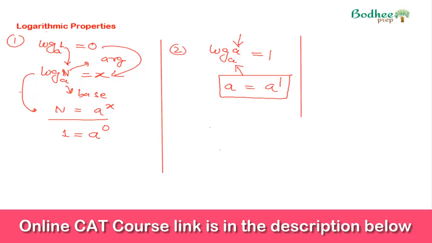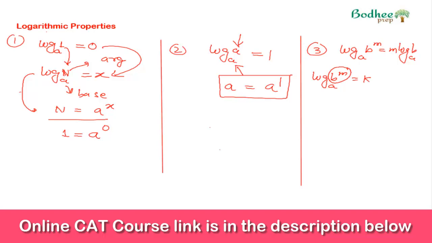And the third property is that log of b to the power m with base a is nothing but m into log of b with base a. This is again very easy to prove. So let me assume that log of b to the power m with base a is equal to, say, k, right? Now this entire thing is the argument, right?